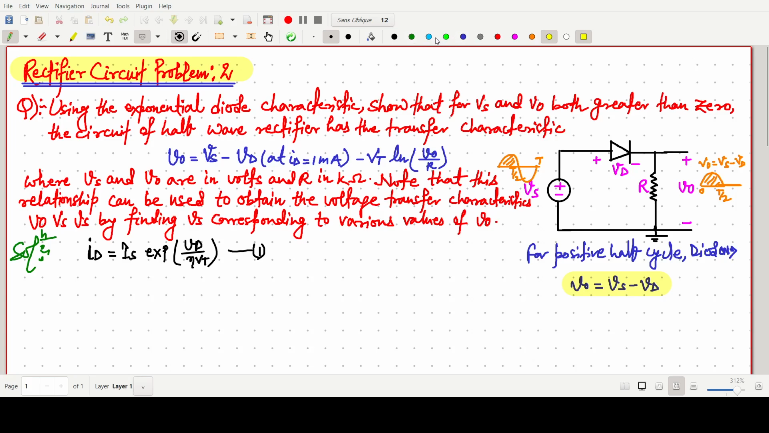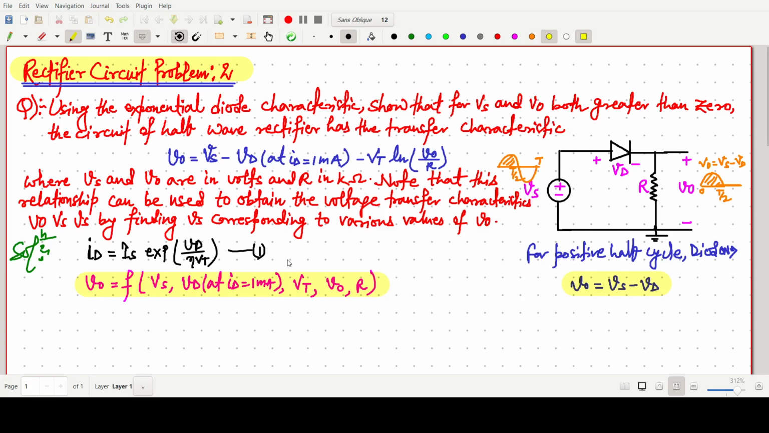So first, in such a problem, we have to think about what exactly we have to prove. V naught we have to find as a function of Vs, Vd at Id 1 milliampere, and also the Vt term will be there. Obviously, V naught is also there in this one, and R. V naught is a function of all these terms, so that we have to find.